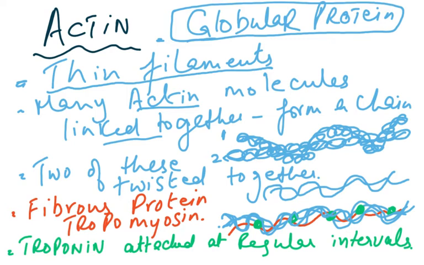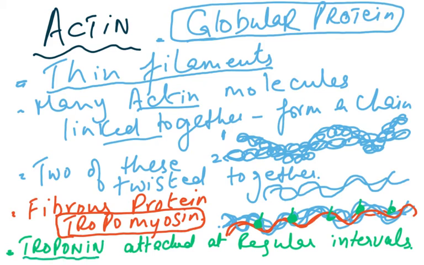And then we have another fibrous protein which is called tropomyosin. And the tropomyosin is somewhere twisted in between these two actin molecules. And then there is a fourth which is called troponin. Now troponin is not continuous, it is found at regular intervals. So this is one, this is the second, this is the third, this is the fourth, and this is the fifth. So troponin molecules are not continuous and they're found at regular intervals.